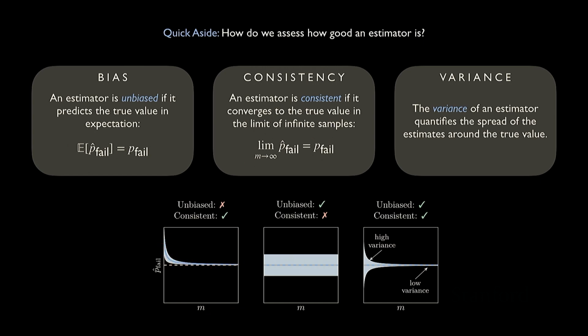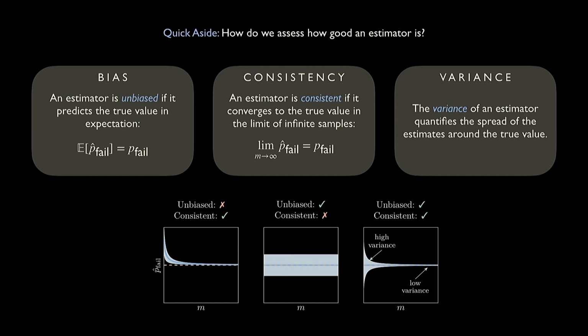As we move to the right, we have more samples that we gathered to create our estimate. In this case, the estimate over here is not unbiased. It is biased, because if we look at any point in time, the expectation, which is that blue line of our estimate, is not the probability of failure. It has a bias to be above the true probability of failure. But it is consistent, because in the limit as we increase our amount of samples, it's converging to the true probability of failure.